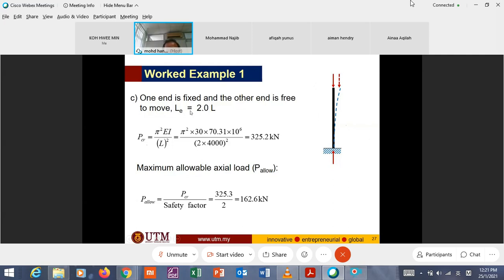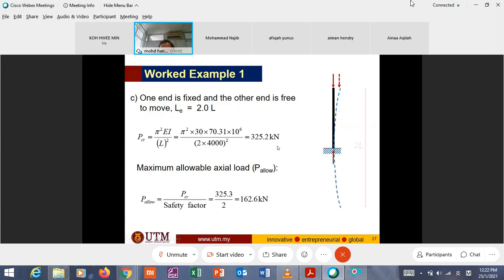When it is free at the other end, in both directions, then you will have LE equal to 2.0 L for both directions, for minor axis and also for major axis. And again, we also use the minor axis. This one multiplied by 2, you got here 3 to 5.